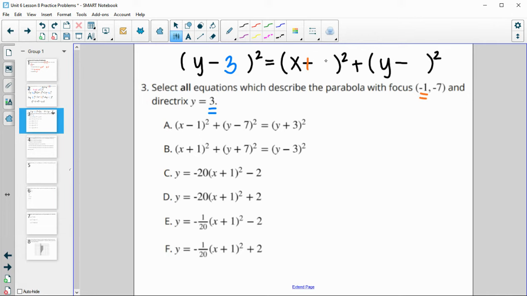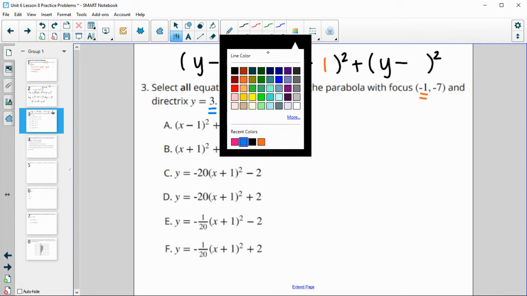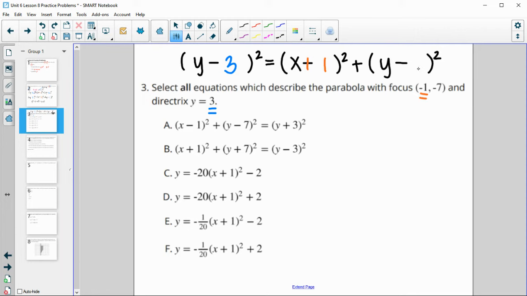So x minus -1, we'll turn that to x plus 1, squared. And then y minus the y coordinate of the focus, so y minus 7. So that's our parabola formula that we've been looking at. Now we can look at these first two that are written in that form. We see that this one has x minus 1 instead of x plus 1, so that is not correct. This one has the x plus 1 squared, the y minus 7 squared, and it's equal to y minus 3 squared. So this is good.